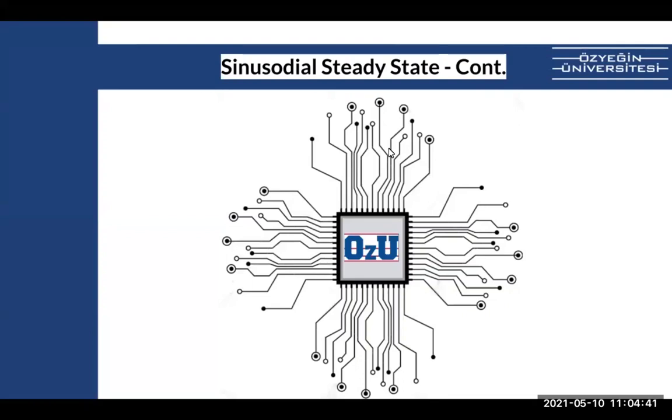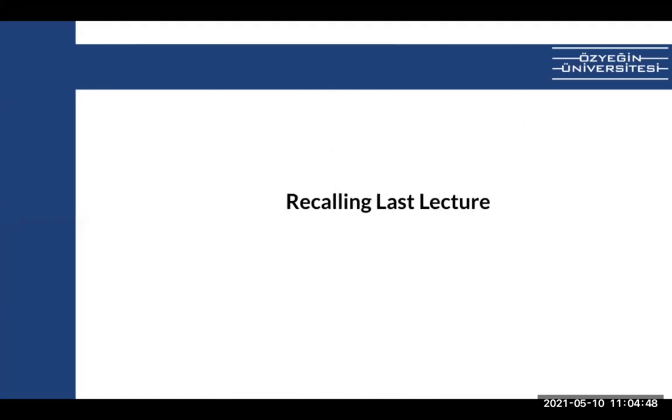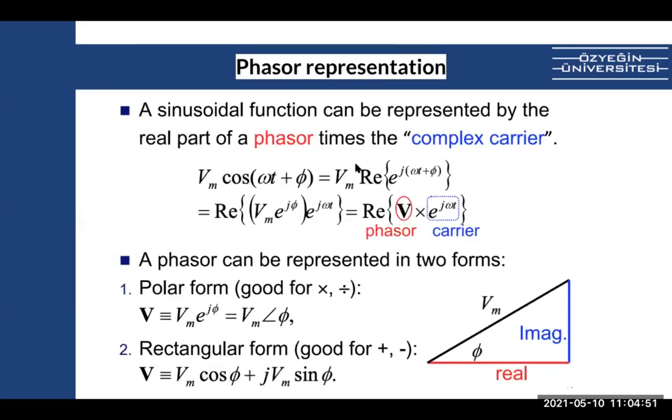This week we are covering a lecture about sinusoidal steady state, mostly about AC power. Recalling the last lecture, we learned about phasors, and phasors were representations of sinusoidal signals. So when you have a sinusoidal signal, you take its amplitude and you take its phase. So basically, you write the real part of it.